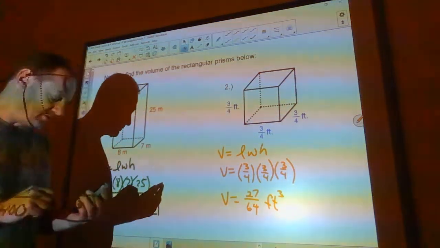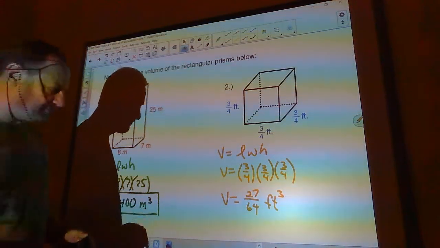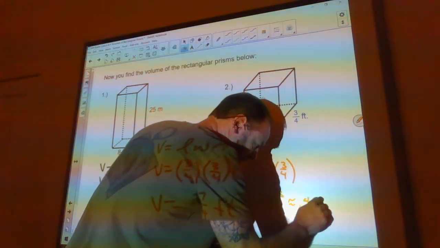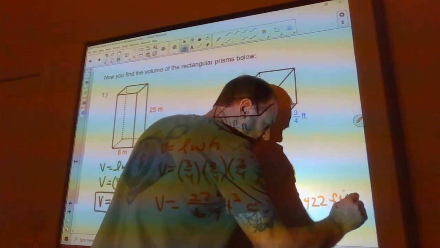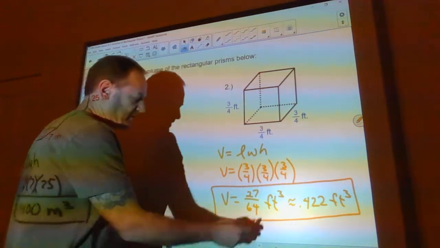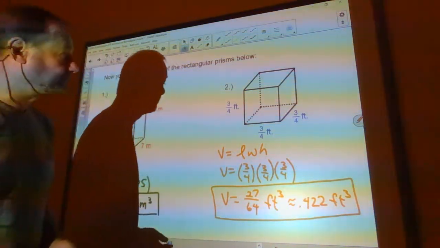Now, if I wanted to change that to a decimal, I could take 27 divided by 64, and that's approximately 0.422 cubic feet. You know, this is an acceptable answer. Depending on what you're doing, though, that might be the better answer.